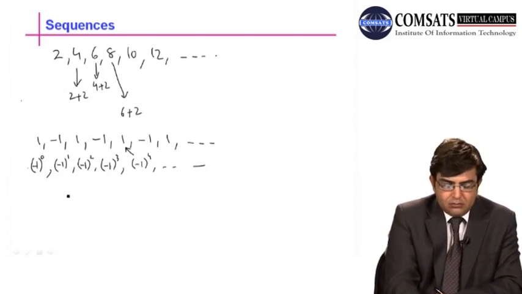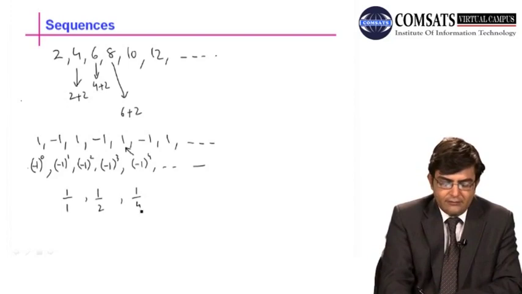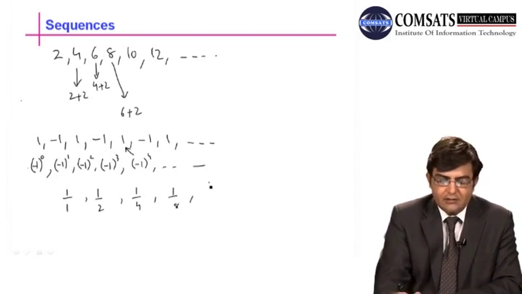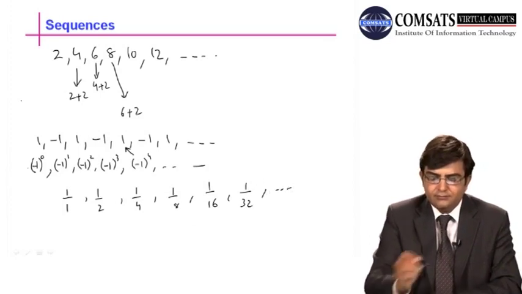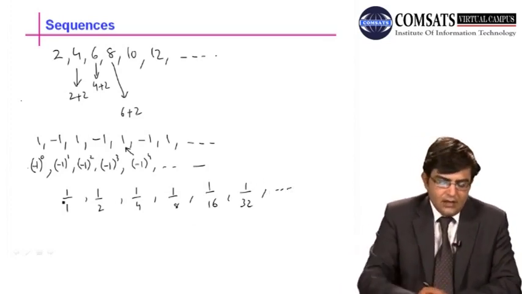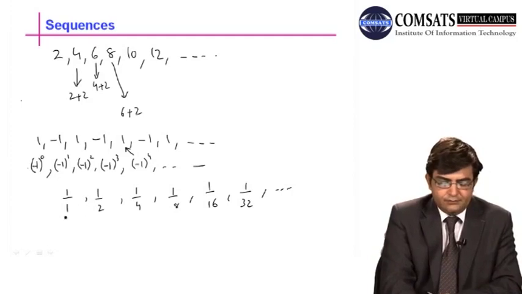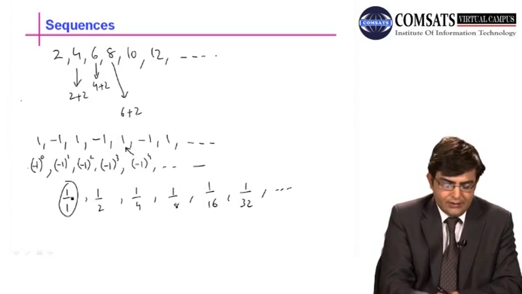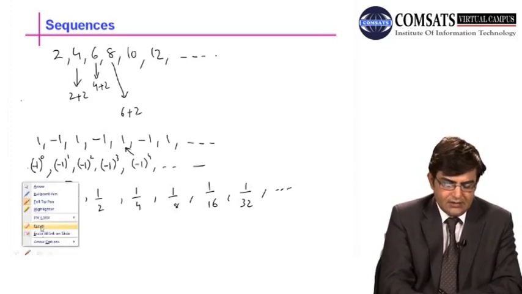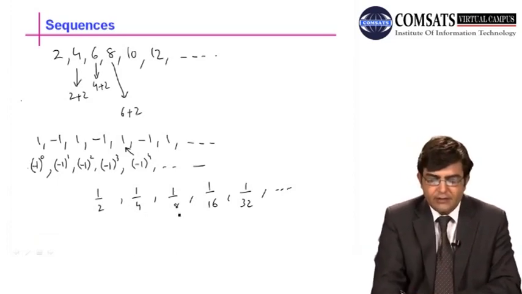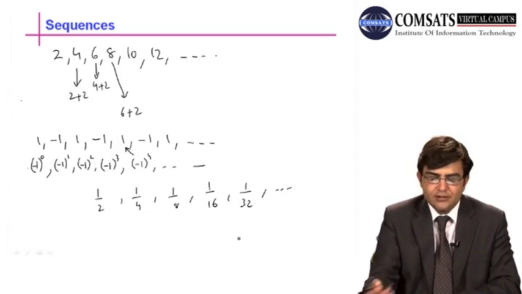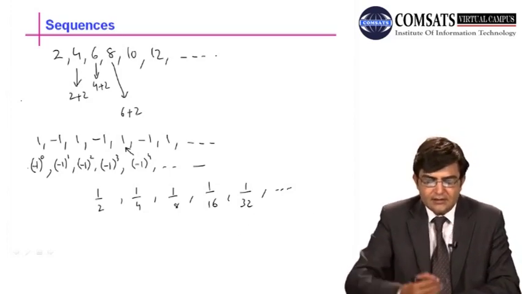Another example of a sequence is 1 over 1, 1 by 2, 1 by 4, 1 by 8, 1 by 16, 1 by 32, and so on. Here this term must be excluded from this sequence. Another example of the sequence is 1 by 2, 1 by 4, 1 by 8, 1 by 16, 1 by 32, and so on.